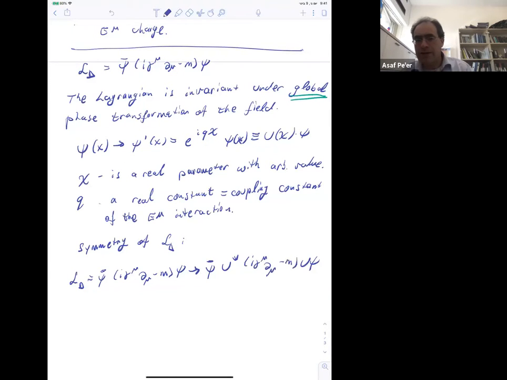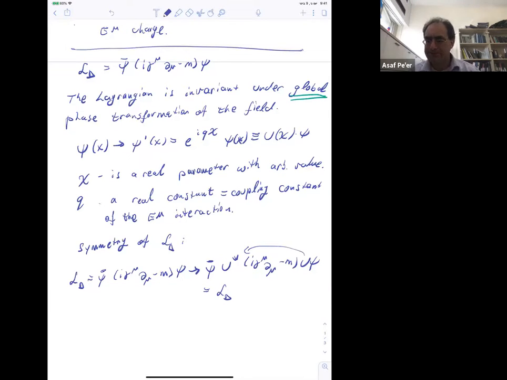But since u is constant at every point in space-time, the derivative of u is 0, so I can simply take it to the left of the derivative, and this is just equal to L Dirac. So that's really just a number, right? So u commutes with anything inside the parentheses. Okay, so I just proved to you that the Lagrangian is symmetric with respect to this transformation.